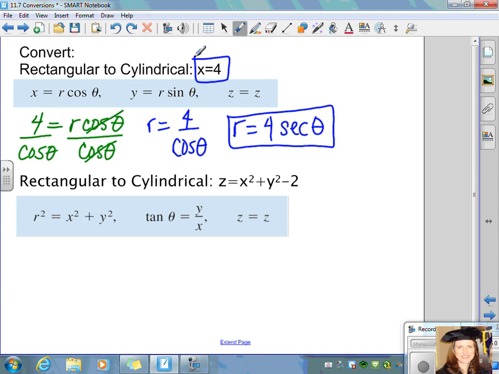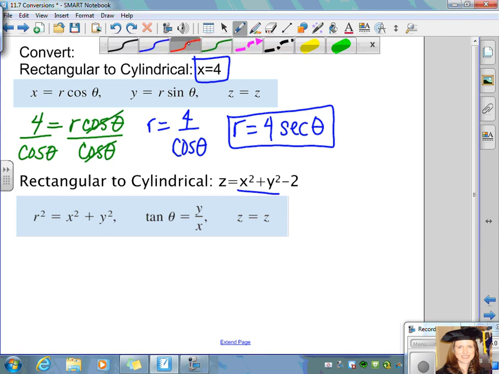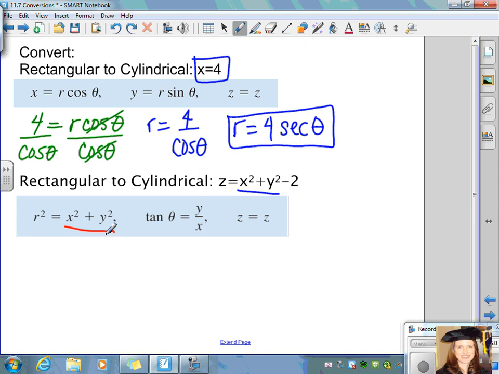All right, let's go ahead and look at the next example. Here we have the rectangular surface z equals x squared plus y squared minus 2. That's an elliptic paraboloid if you refer back to the quadric surfaces. We want to express this using the cylindrical coordinate system. So what we're going to do is replace this x squared plus y squared with what x squared plus y squared is equal to.